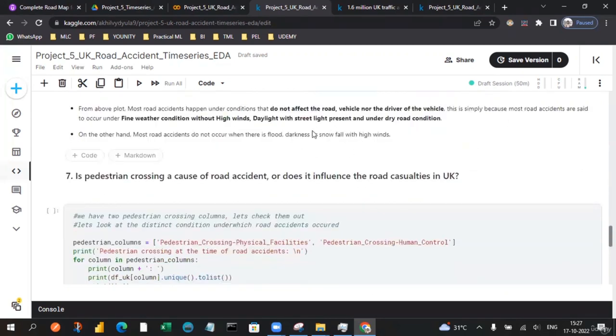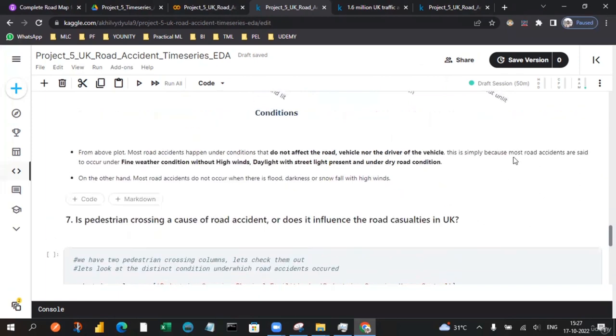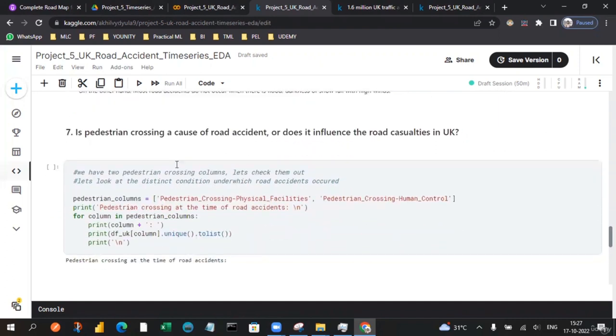High winds do not affect the road, where vehicles may not be present, but it simply becomes most of the road accidents. Fine weather without high winds means very dry road conditions at the time, so it will eventually drop. On the other hand, we can also see that more accidents do not occur when there is a flood or darkness or snow. So the next question is in this analysis.